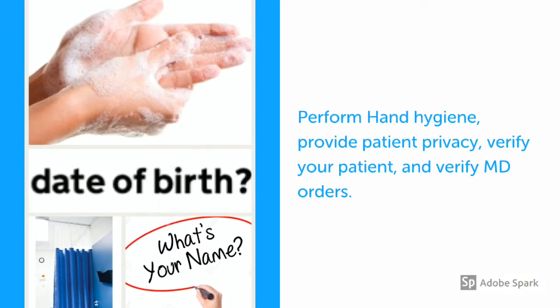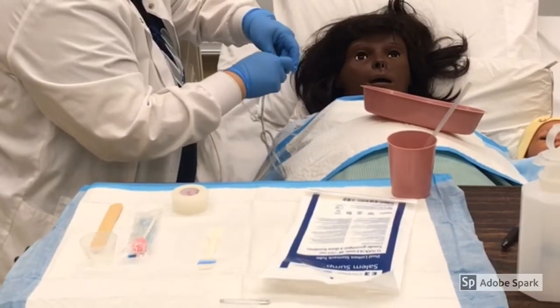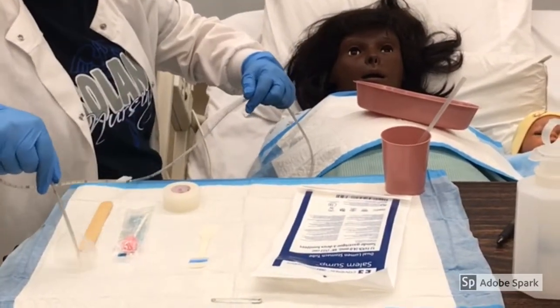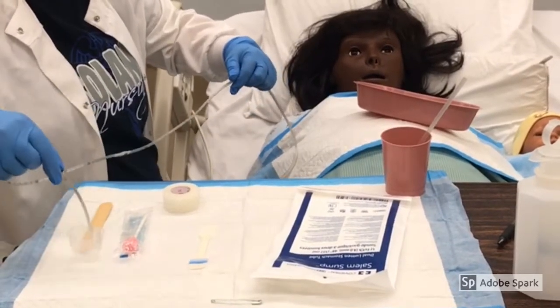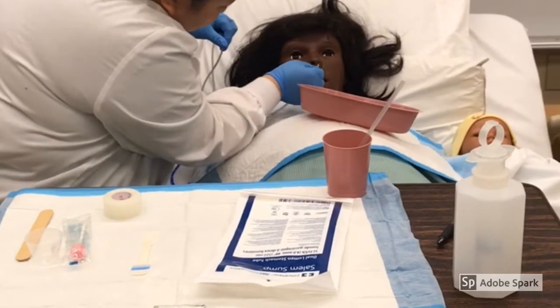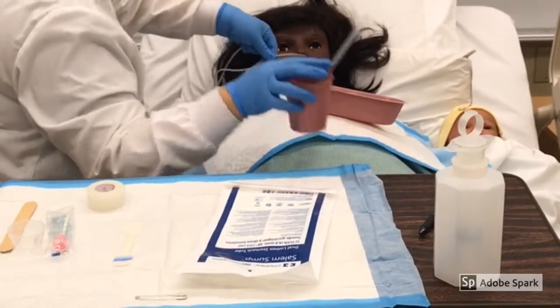So provide patient privacy, perform hand hygiene, and position your patient, and let's just make sure we've got the right patient. Ask your patient to verify their name and date of birth and verify your doctor's orders. Now we are ready to begin our NG tube insertion. Start by lubing the tube and begin insertion. Once you feel resistance, offer a sip of water to the patient.